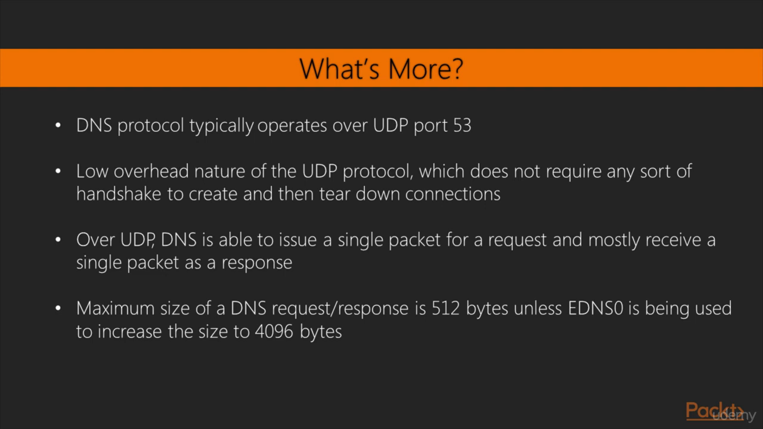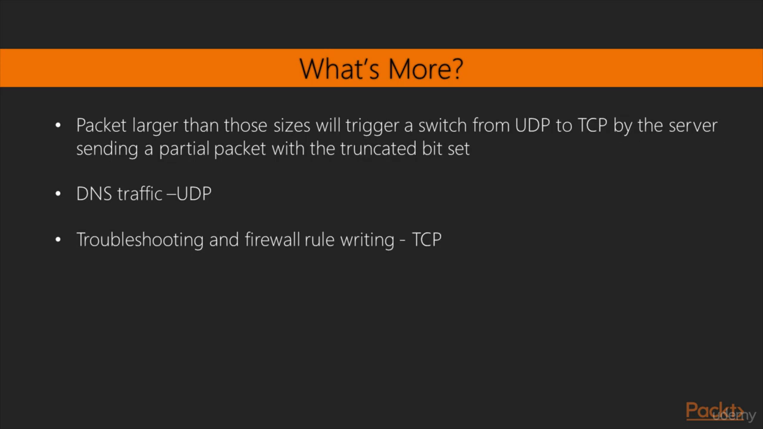The maximum size of a DNS request or response is 512 bytes, unless EDNS0 is being used to increase the size to 4096 bytes. Any packet larger than those sizes will trigger a switch from UDP to TCP by the server sending a partial packet with the truncated bit set. While a majority of DNS traffic that you'll see will be UDP, keep in mind that during troubleshooting and firewall rule writing, you may see TCP as well.